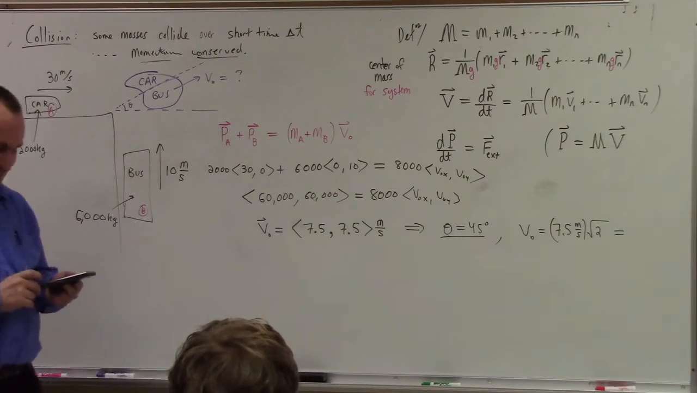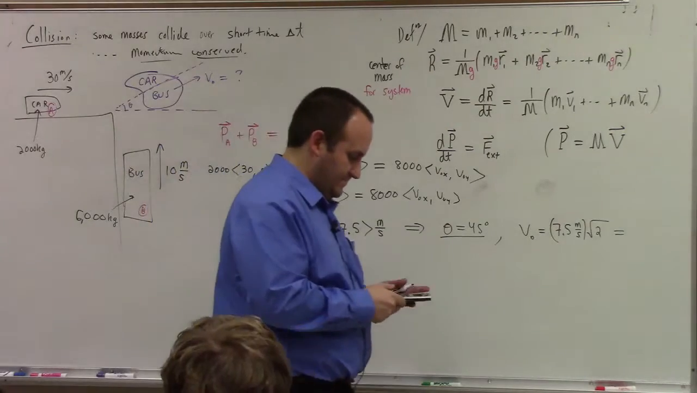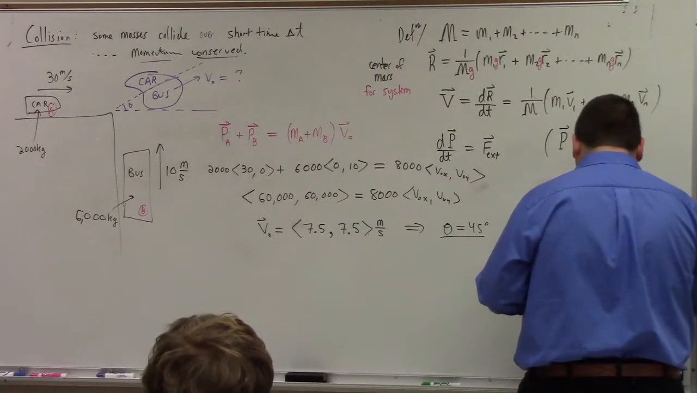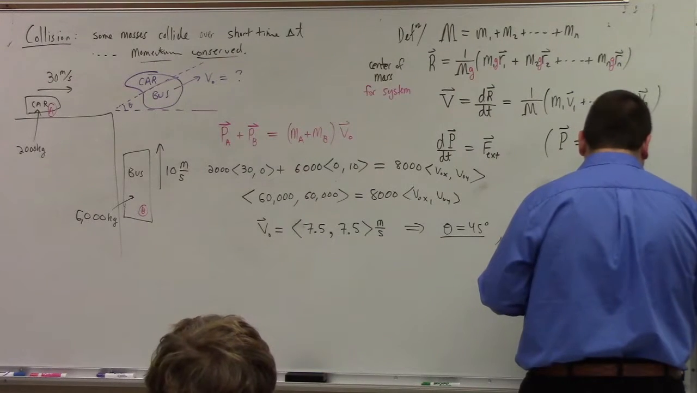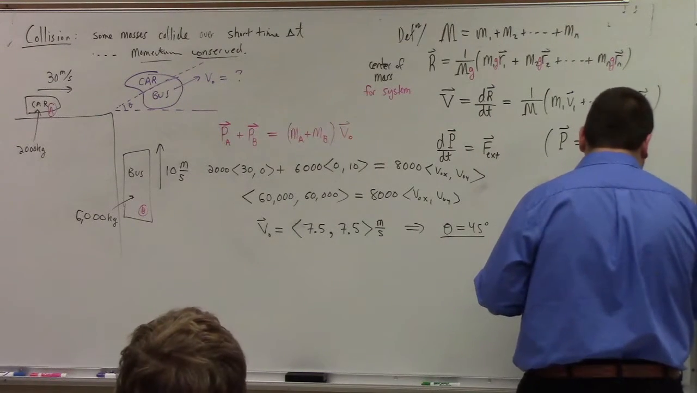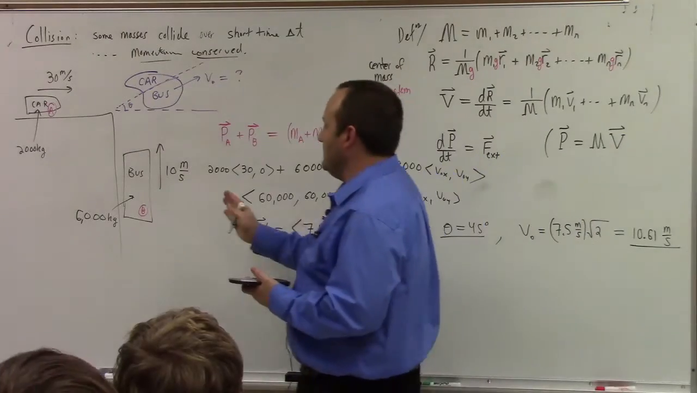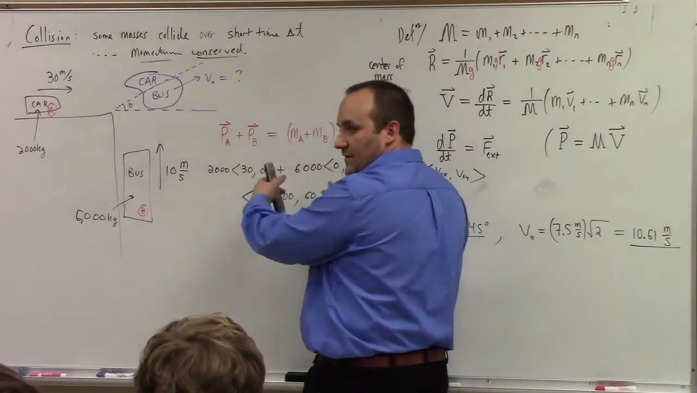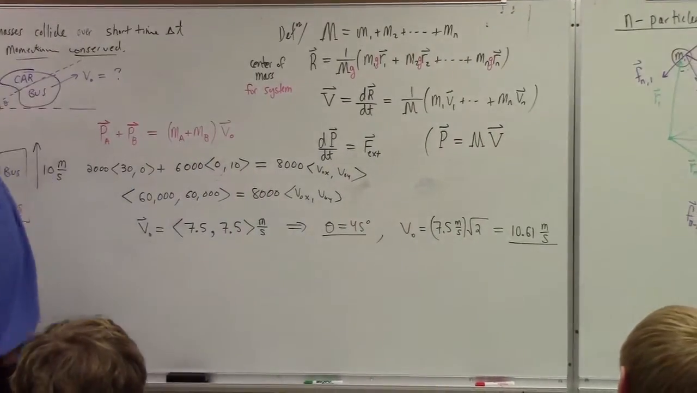Why do you have the angle is 45? Yes, indeed. 10.61 meters per second would be the initial velocity, because its x and y components are equal. So that's 45. Yeah.